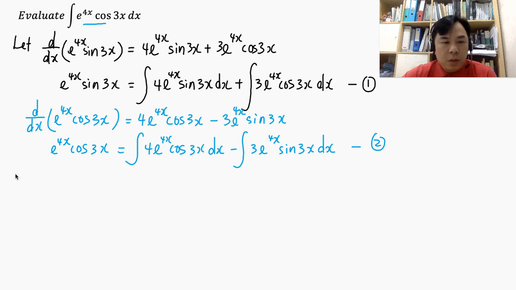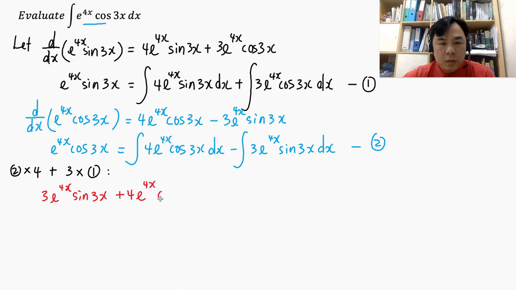To do that, I'm going to take my number 2 multiplied by a 4, and then I'm going to add that with a 3 multiplied by my equation number 1 here. Now those are the operations that I'm going to perform, and this is the result that I'm going to get, right? So I'm going to multiply by a 4 here plus a 3. Therefore, on my left hand side, I would have 3e4x sine 3x plus a 4e4x cosine 3x. And then by doing so, I will be able to get rid of my sine term. In this case, these two terms can be eliminated, right? And then what is left is here.